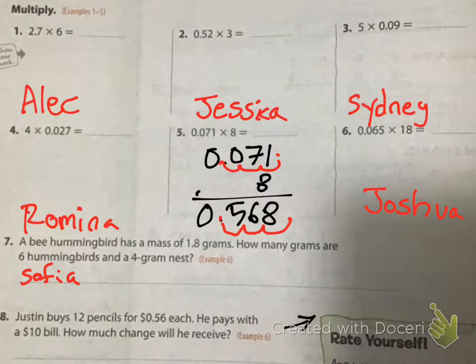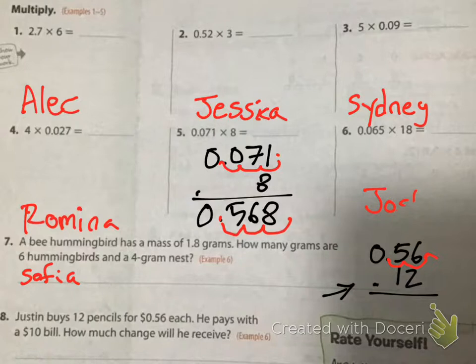For number 8, Justin buys 12 pencils for 56 cents each. He pays with a $10 bill. How much change will he receive? It's technically a 2-part problem, but let's just do the multiplication first. So I'm going to put 0 and 56 hundredths and 12 below it. So how many times am I going to move my decimal place over, though, Amelia? 2. Exactly. I'm going to move it over 2 places. 1, 2. Do you know what 56 times 12 is? Did you do that?